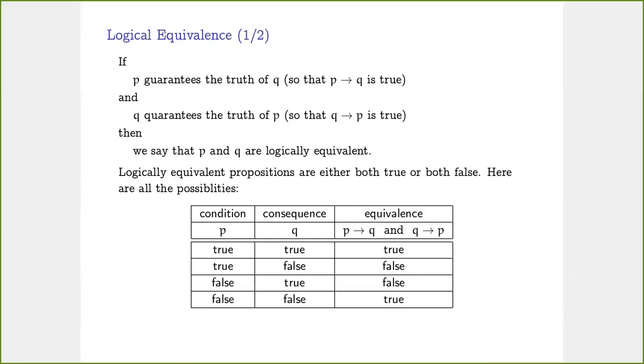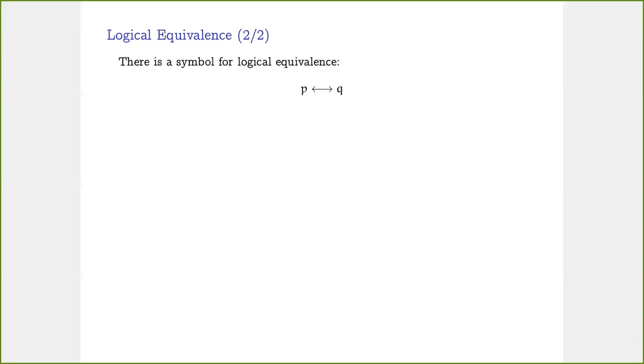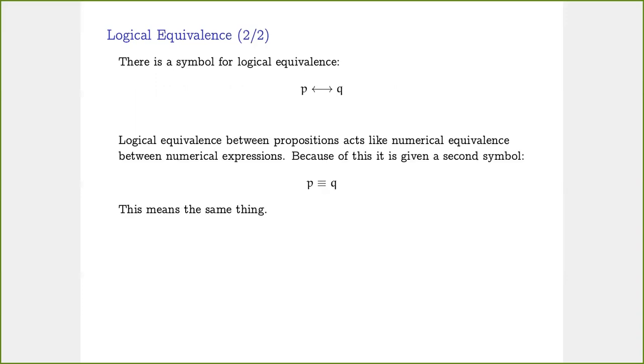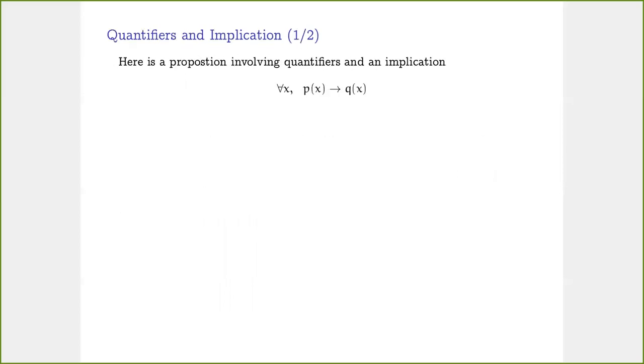On the other hand, on the fourth row, when both of them are false, P implies Q, according to the table on the previous page, is true, and Q implies P is also true. So this table shows that logical equivalence means P and Q are either both true or both false. Here's a symbol for logical equivalence, P right left arrow Q. Logical equivalence between two propositions acts like numerical equivalence between numerical expressions. Because of this, it is given a second symbol, three vertical bars. This means the same thing: P implies Q and Q implies P. They have the same truth values.